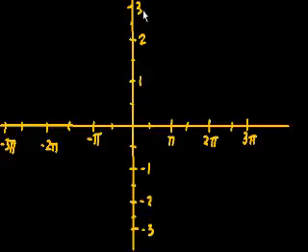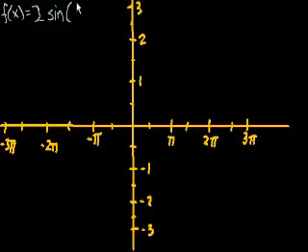So let's start. Let's say f of x is equal to 2 sine of 1/2 x. So when we look at this, a couple of interesting things here. How is this different than just a regular sine function? Well, here we have 2. We're multiplying the whole function by 2, and also the coefficient on the x term is 1/2.